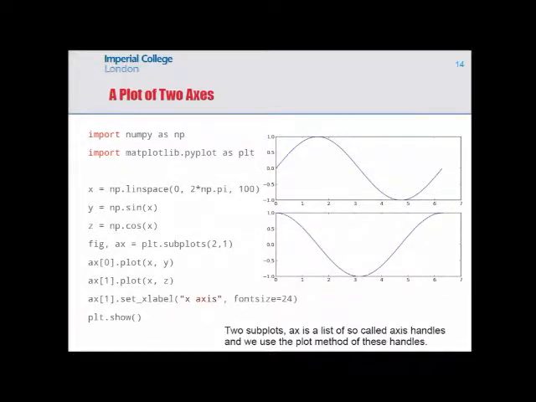And then what we do is we use the methods of the axis. So axis 0.plot will plot onto axis 0. Axis 1.plot will plot onto axis 1. And then this just gives you an example of how you'd set the label. So you're actually setting a label to that particular axis, and then you show it at the end.